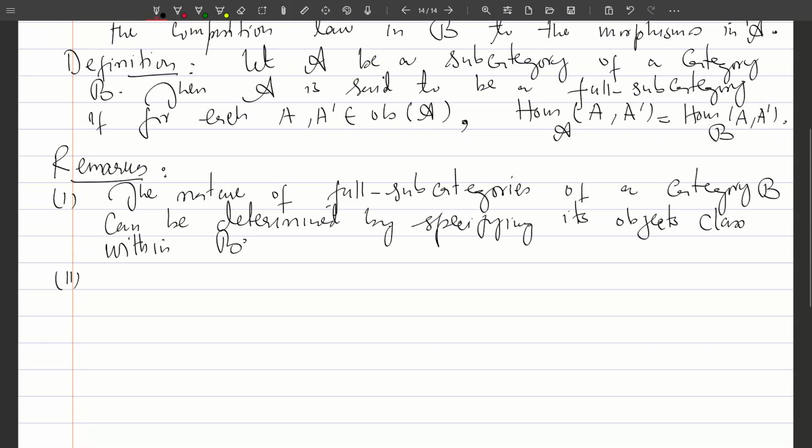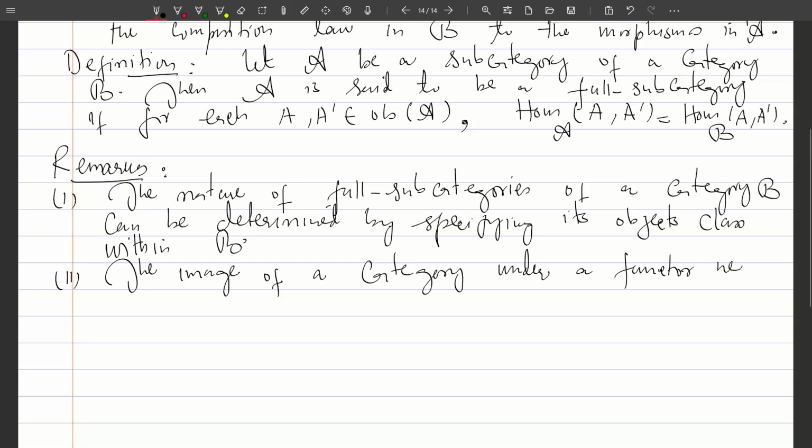One should also note that if we have a functor between two categories, say category A and category B, then the image of a category under a functor need not be a subcategory.